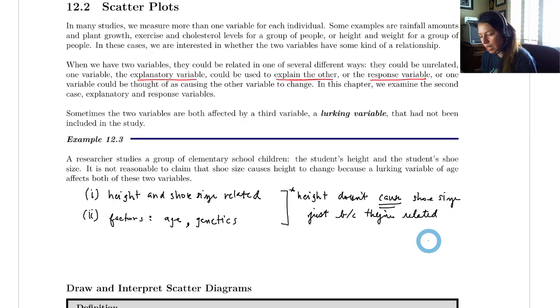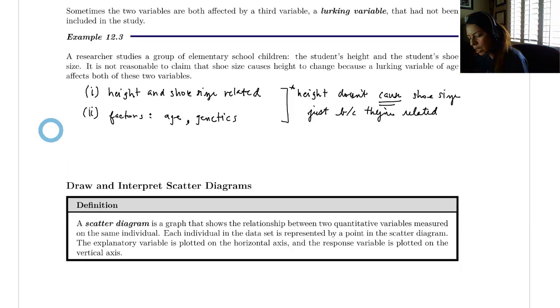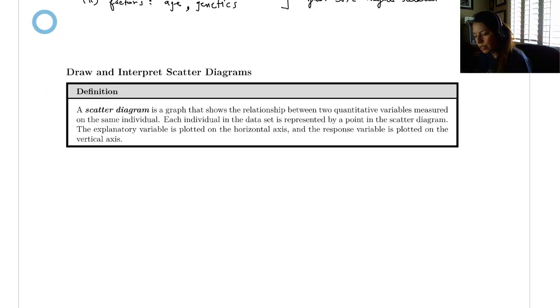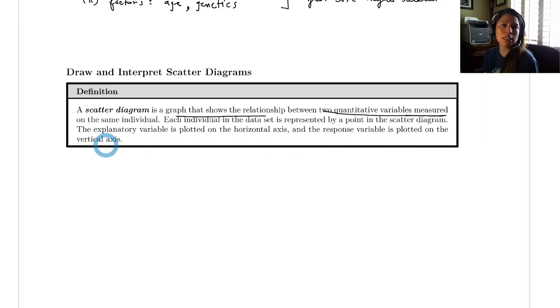Okay, so let's go right into drawing and interpreting a scatter diagram. A scatter diagram is just a graph that shows a relationship between two quantitative measurements. They're represented in the first quadrant, the x and y axes. The explanatory variable is plotted on the horizontal axis and the response variable is plotted on the vertical axis. These are essentially just ordered pairs in the first quadrant of the coordinate plane.